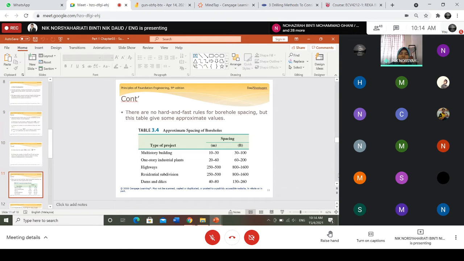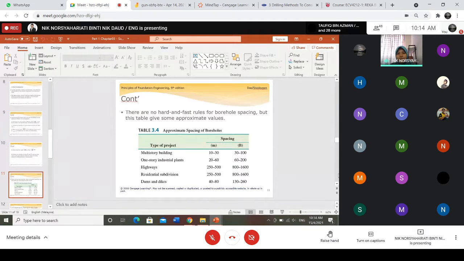So for that purpose also, in some of the design of the project, you can estimate or you can decide the spacing of boreholes, right? Because some of the engineers, they will be asked, based on the desk study or surface exploratory by their client, how many boreholes you want to carry out, what is the spacing for each of the boreholes. So the engineer needs to decide, right?